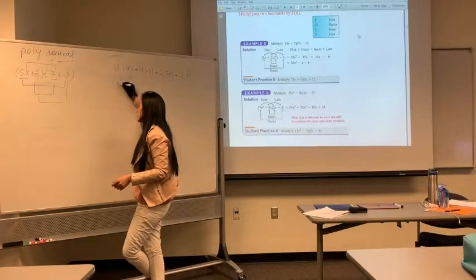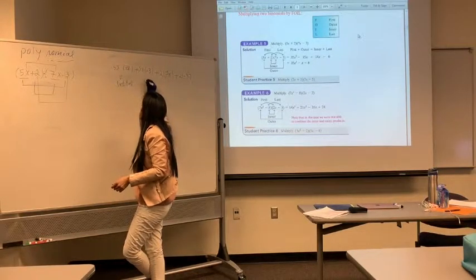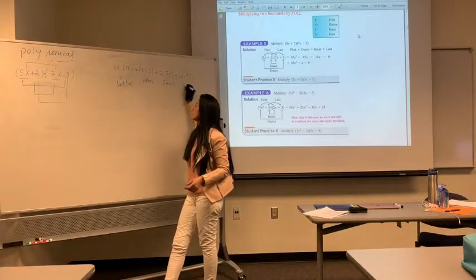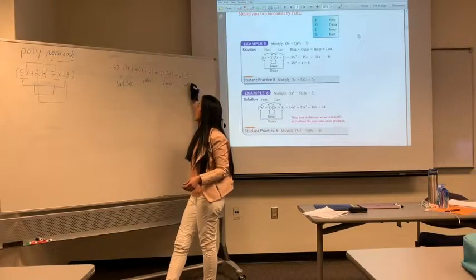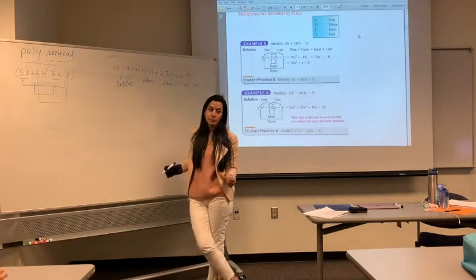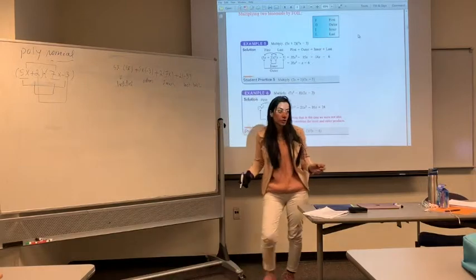So this was first multiplied to the first. Then outers, inners, last multiplies to last. Correct? Do you have any questions?